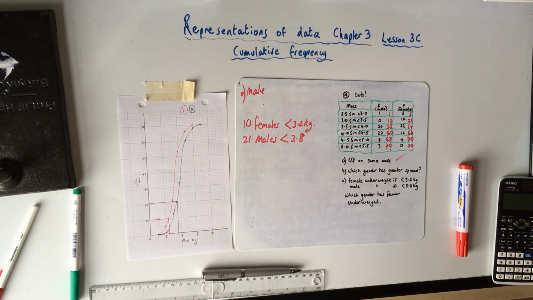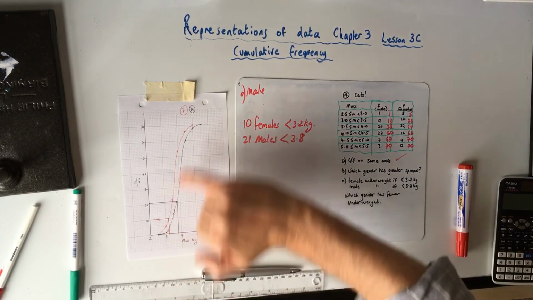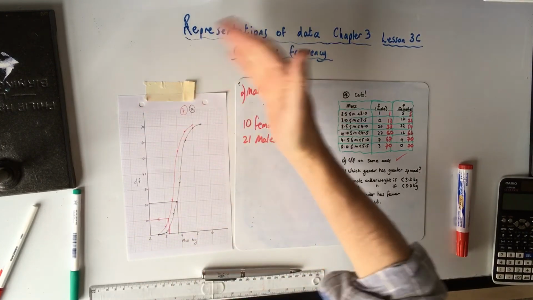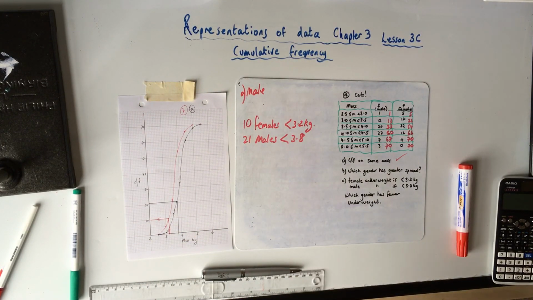21 of them, which of course means only 49 of the males are not underweight. But that's cumulative frequency. Try and practice getting these nice curves and reading off percentiles and so on. And there you go.